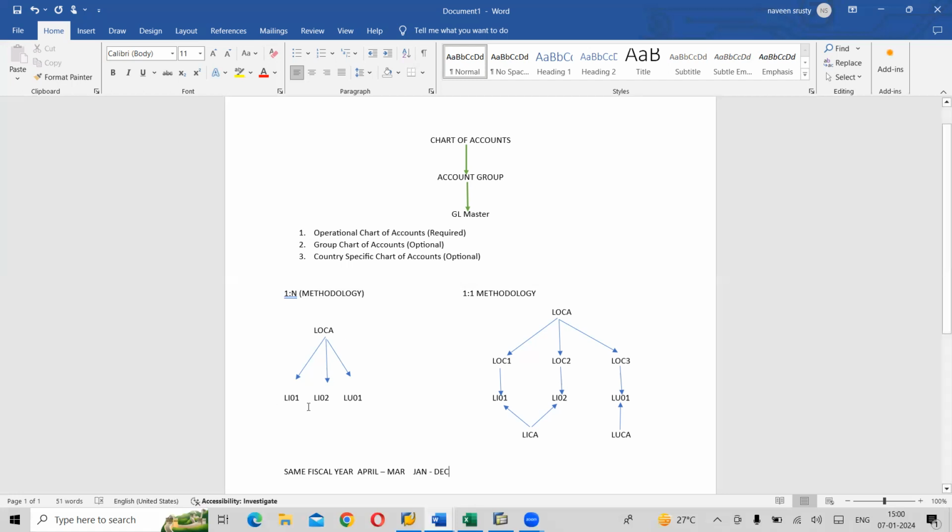And what is the other thing? If two of these company codes are using April to March and LU01 is using January to December, then can I use the same chart of accounts for the three member company codes? No, correct. So this is not eligible. I need to maintain a separate chart of accounts for this particular LU01 company code. Here two company codes are using the same chart of accounts because they are following April to March. First, whatever member company codes are there, they should follow the same fiscal year. Same fiscal year, first thumb rule.